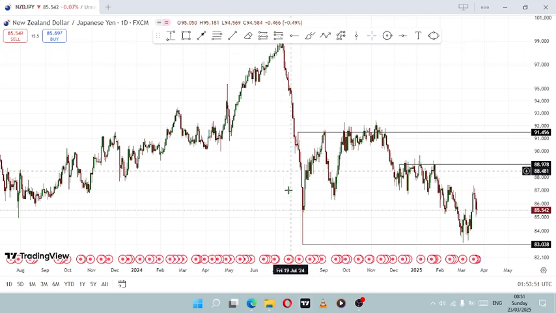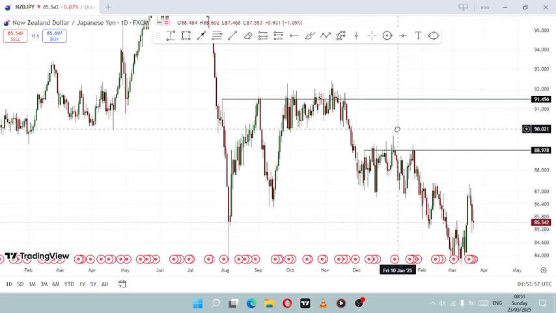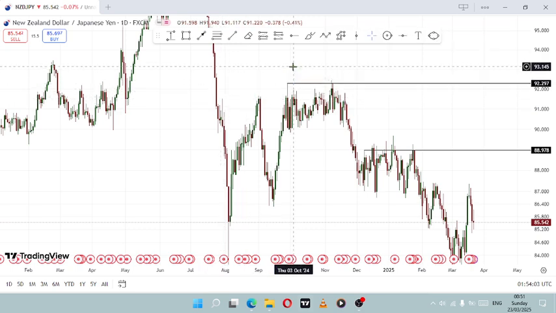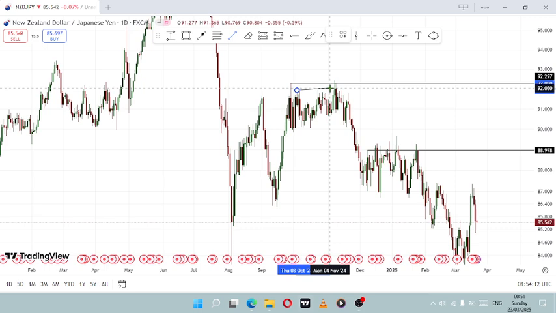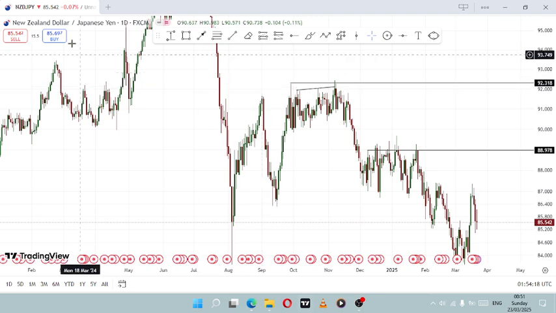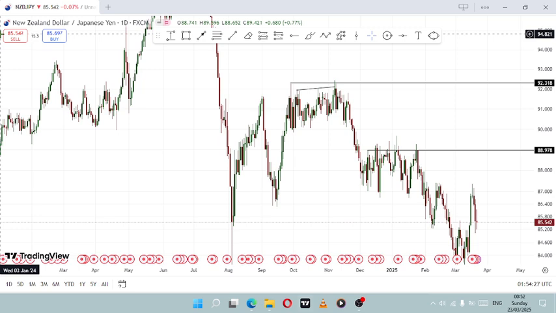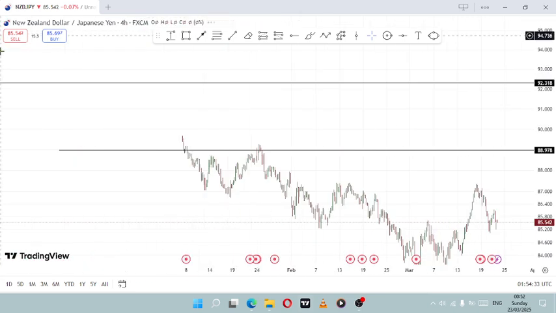So on the daily, let's say we have this structure. Price led gaps and the price has tapped into a structure on the daily. And it gives us the opportunity to go down to the 4 hour, right?